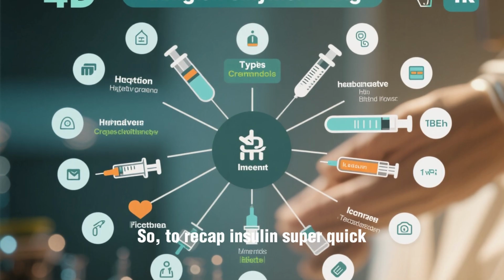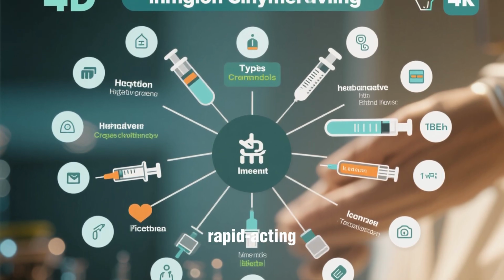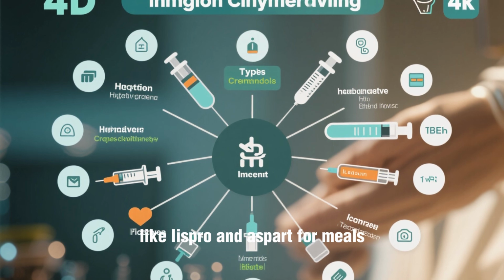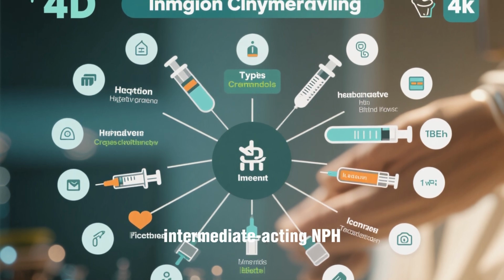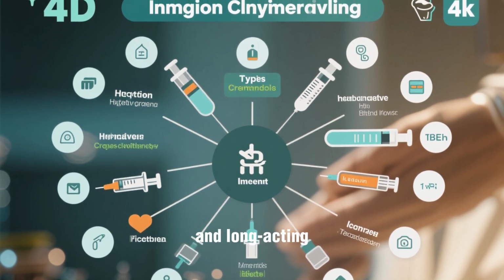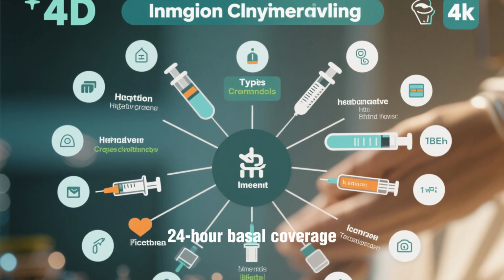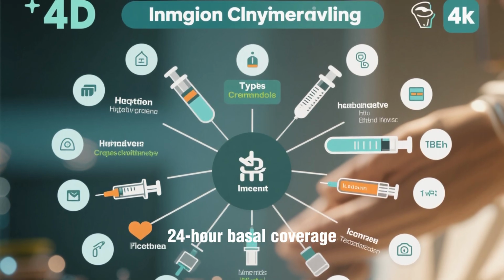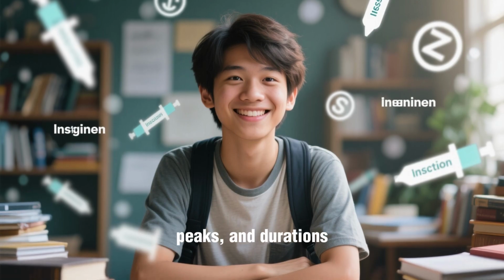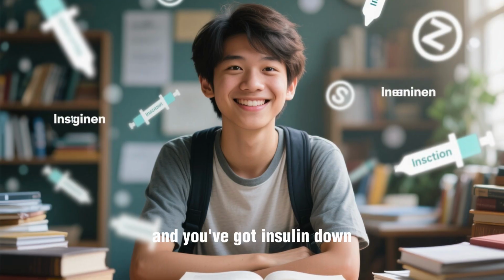So, to recap insulin super quick: rapid-acting like Lispro and Aspart for meals, short-acting regular insulin, intermediate-acting NPH, and long-acting glargine and detemir for 24-hour basal coverage. Master the names, peaks, and durations, and you've got insulin down.